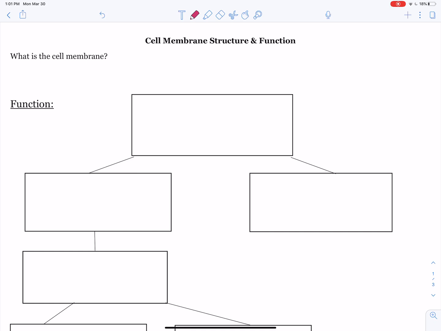What is the cell membrane? The cell membrane, it's the covering for all cells, meaning if you're a prokaryote or a eukaryote, you have a cell membrane. If you're a plant cell or an animal cell, it doesn't matter, you have a cell membrane. And you have it in order to hold your cells in, but also for transport. And so transport is one of the main functions. And transport is basically just that movement of materials.